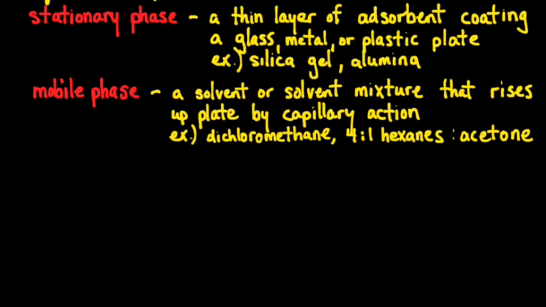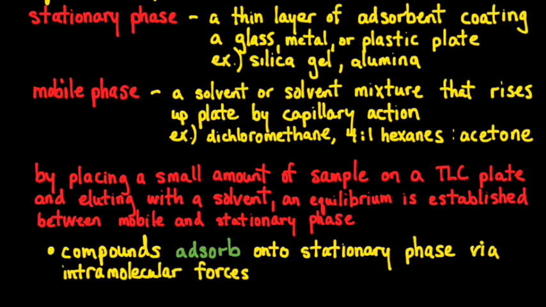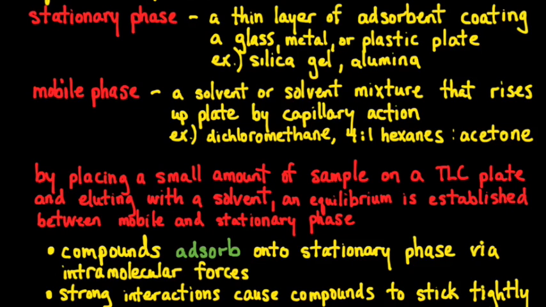The key to a successful separation hinges on the following. A small amount of sample is placed on the TLC plate, and the plate is then eluted with a solvent. An equilibrium is established between the two phases, the mobile phase and the stationary phase. Compounds will adsorb or stick onto the stationary phase via intermolecular forces. Strong interactions with the stationary phase will cause the compounds to stick tightly. Compounds are then desorbed or released with a suitable mobile phase, and they travel up the plate. The rate of this travel is dependent on the equilibrium that exists between both phases.